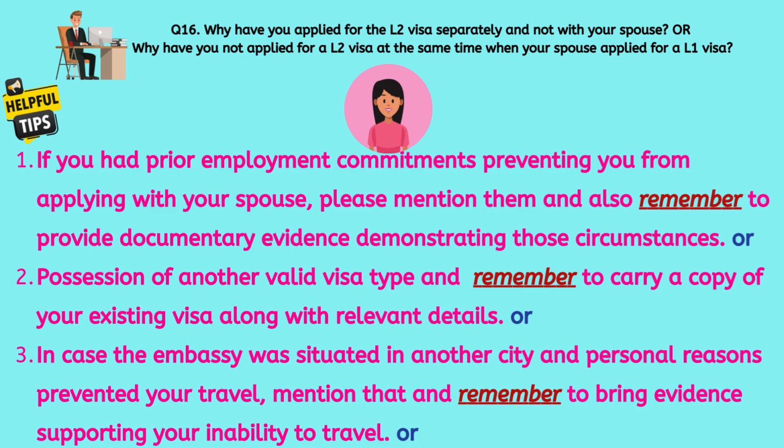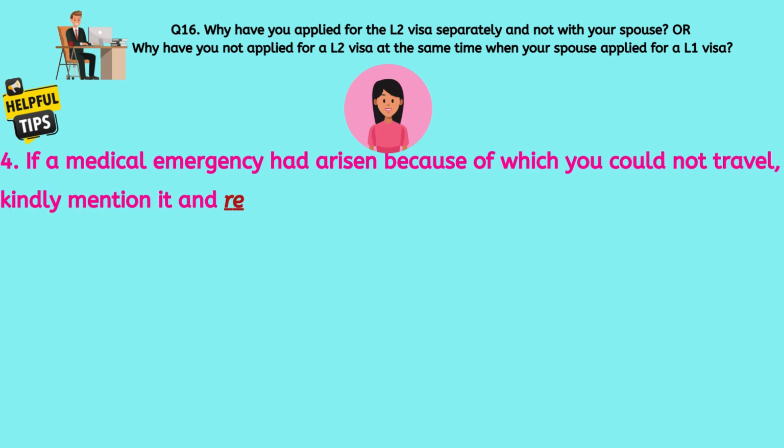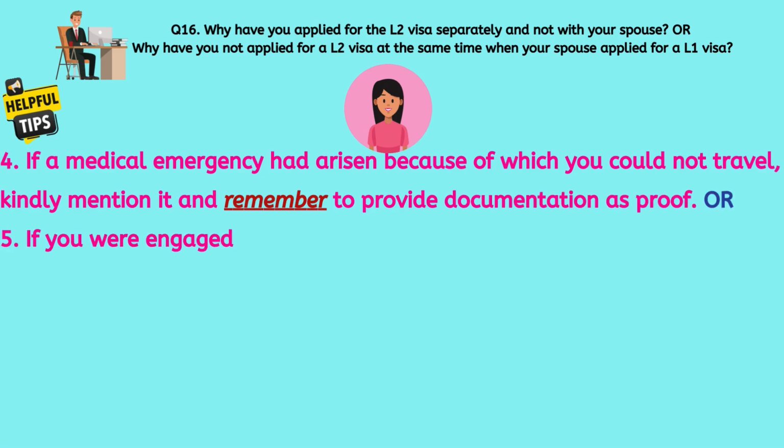It could also be possible that the embassy was located in another city and due to some personal reasons you could not travel. Then please do carry evidence of that personal reason that incapacitated you to travel along with your L1 visa applicant. Or there could be a medical emergency. You could mention that clearly, but make sure you carry a proof or evidence of the same. Simply stating something will not be considered a genuine reason. You should always carry a proof to substantiate your claim.